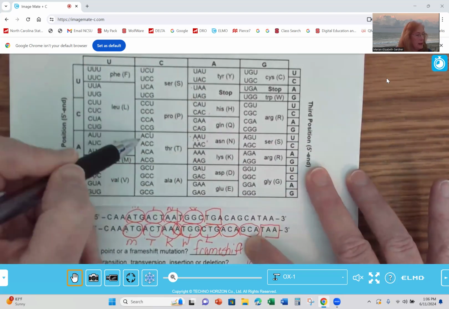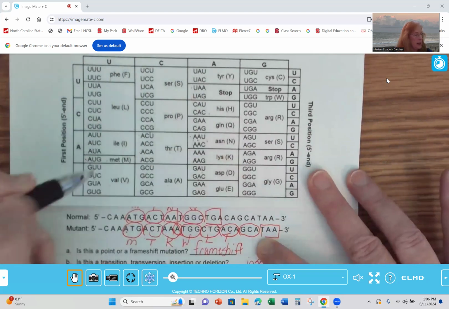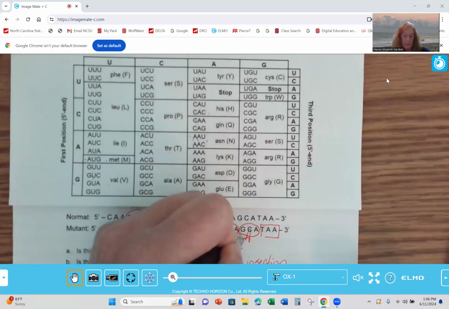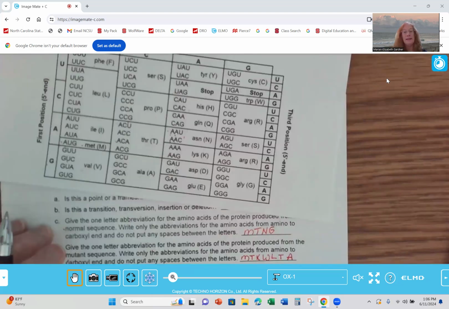ACA, threonine. GCA is alanine. So hopefully we've got this now as MTKWLTA. And again, didn't spell a word.